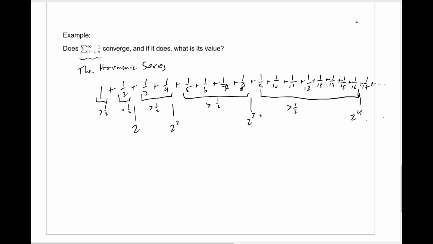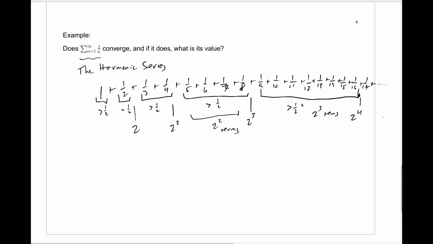Each time I go from one power of 2 to the next power of 2, there are exactly 2 to the n minus 1 terms. In this case, there are 2 squared terms. Here there are 2 cubed terms, etc. When I go between 2 to the n minus 1st power and 2 to the nth power, there will be 2 to the n minus 1 terms, and the smallest of them will be 1 over 2 to the n. So when I add them up, they're bigger than 2 to the n minus 1 terms times the smallest, which is 1 over 2 to the n. The sum will be bigger than 1/2.